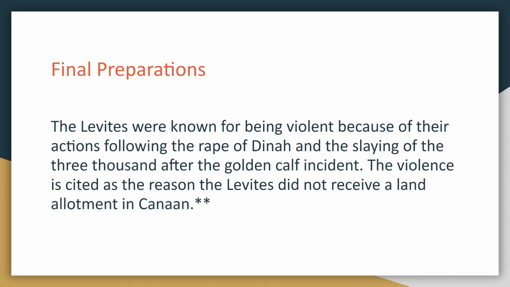The Levites were known for being violent because of their action following the rape of Dinah back in the latter chapters of Genesis. We read that story. And the slaying of the 3,000 after the golden calf incident. The Levites slayed 3,000 people. The violence is cited as the reason that the Levites did not receive a land allotment in Canaan.